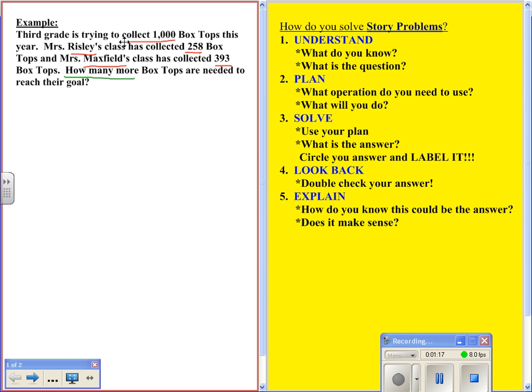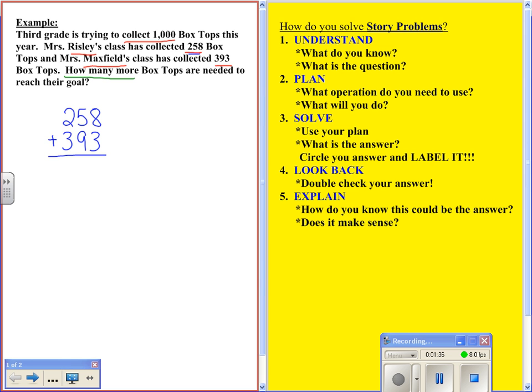I personally prefer to add than subtract multiple times. So the first thing I'm going to do, my plan, step 3, is to add up 258 plus 393. That will tell me the total number of box tops that we have collected thus far.